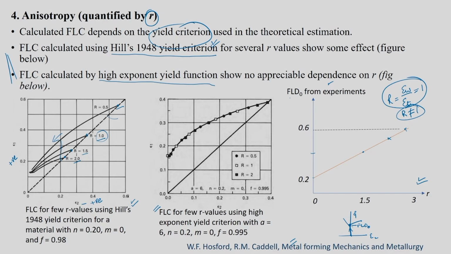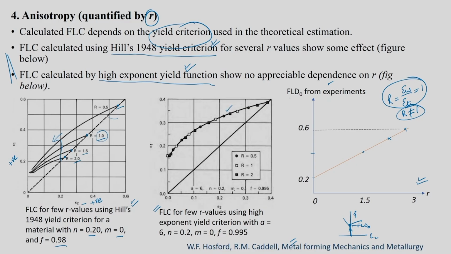Okay, so in Hill's 1948 yield function, there are some values which you can fix. Say for example, for this particular calculation, an n value of 0.2, an m value of 0, and this f value, the inhomogeneity factor, is kept as 0.98. So when you do that, you get this particular type of curve. Suppose now we change the yield function to a higher exponent yield function, which we will see later, then the effect of R value is something like this given here.